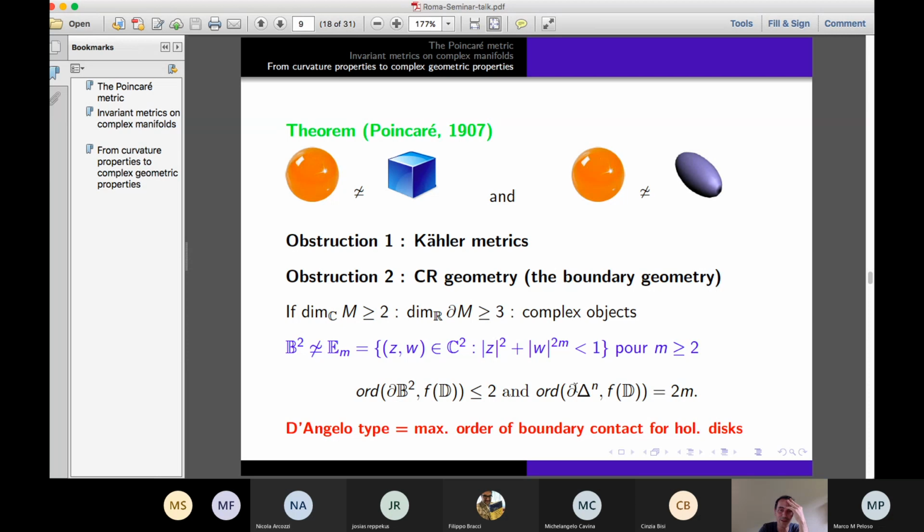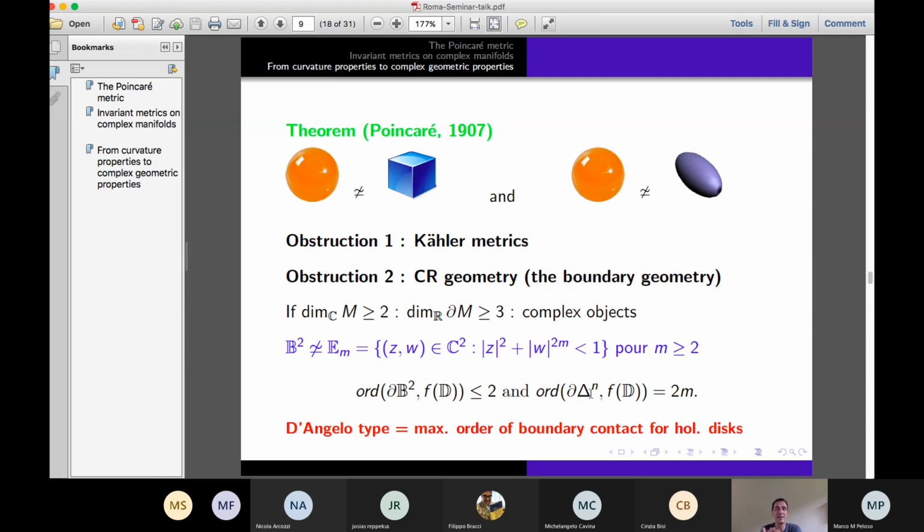I should not have mentioned here the boundary of delta n, it were en. But if you consider the polydisk here, it would be infinity, because you can have disks that are contained inside the boundary. And so we arrive to the definition of the D'Angelo type, that is the maximum order of contact between the boundary of your domain and the holomorphic disks.